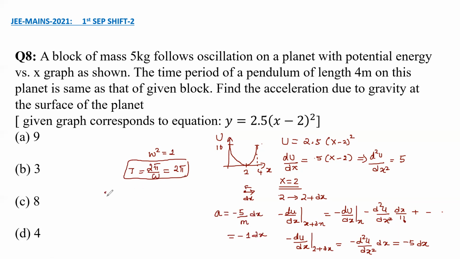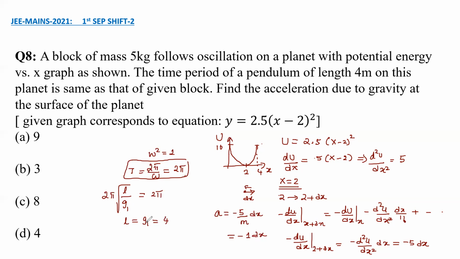And the time period of a simple pendulum will be 2 pi root of L upon G1, where G1 is the acceleration due to gravity on this planet, which is equal to the time period of our block, which is 2 pi. And therefore, L is equal to G1. So L is given as 4. So G1 will be 4 meter per second square.